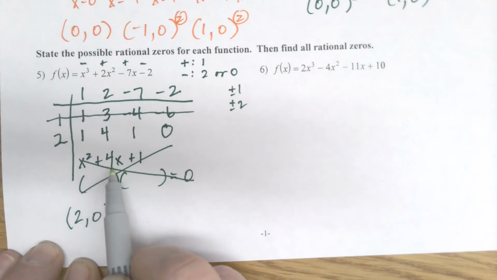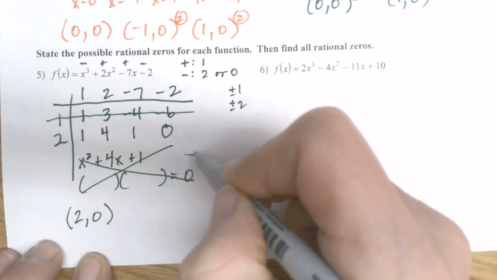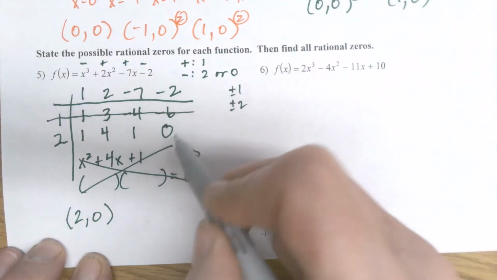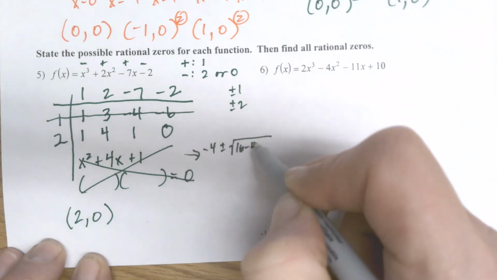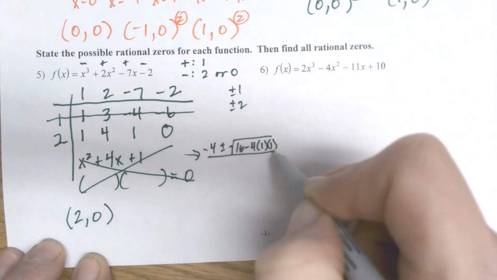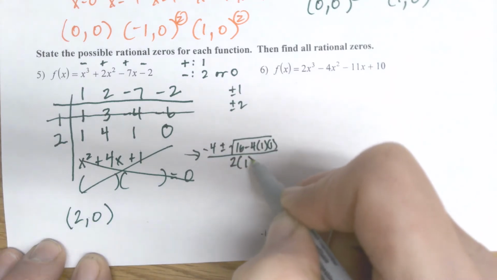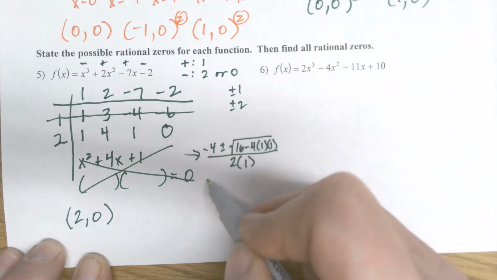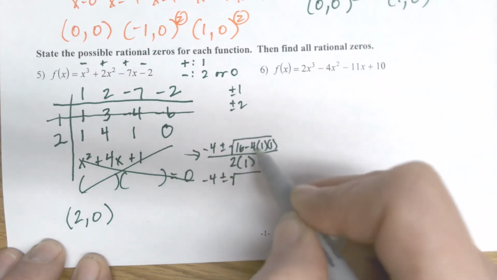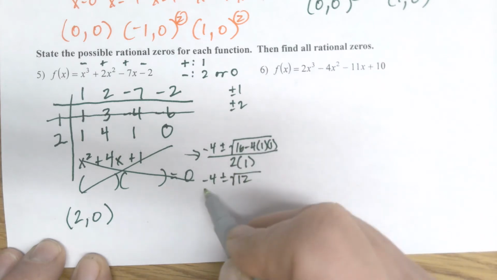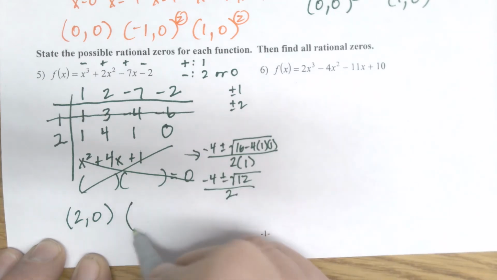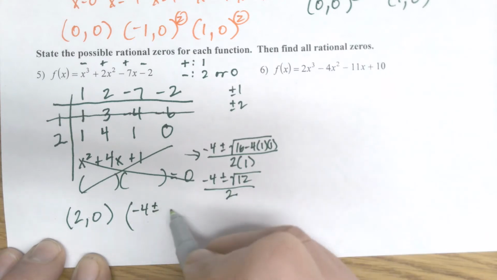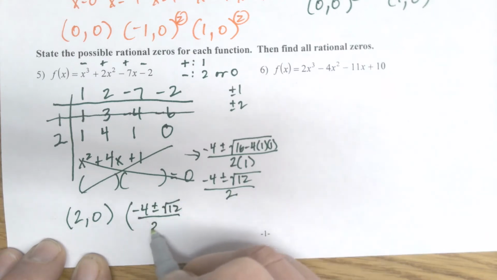I believe if we try this one, negative b, let's see what we get here. So if I try that, I get negative 4 plus or minus the square root of 4 squared, which is 16, minus 4 times 1 times 1, all over 2 times 1. And so when I do my math, negative 4 plus or minus the square root of 16 minus 4, square root of 12, all over 2, which tells me then my other two zeros are at (negative 4 plus or minus the square root of 12) over 2, comma 0.